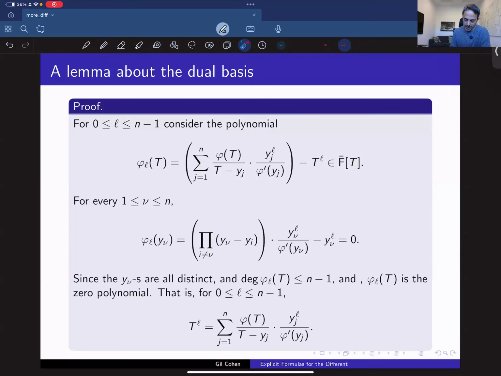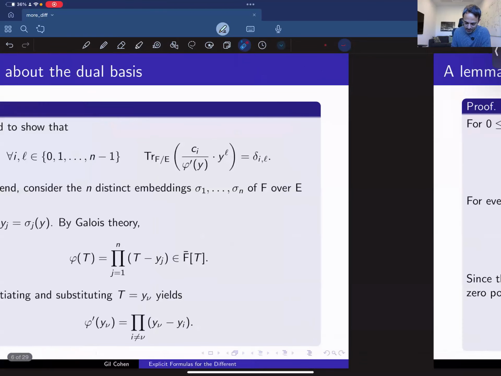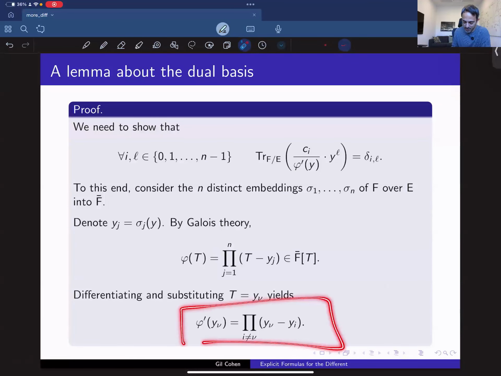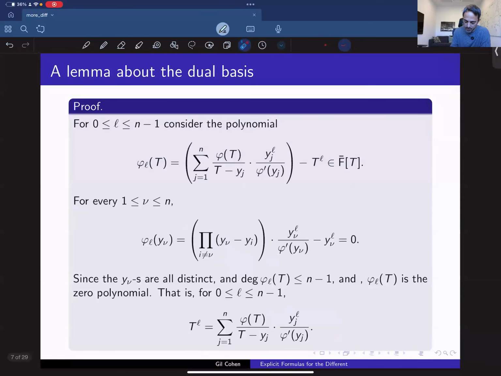So let's see. Note, because of the previous calculation, that for every ν between 1 and n, if you evaluate this phi sub L, where L is fixed, phi sub L at y_ν, what would you get? Because of the previous calculation, we know that the derivative of phi at y_ν is this thing. So, okay, we'll use it in a second.